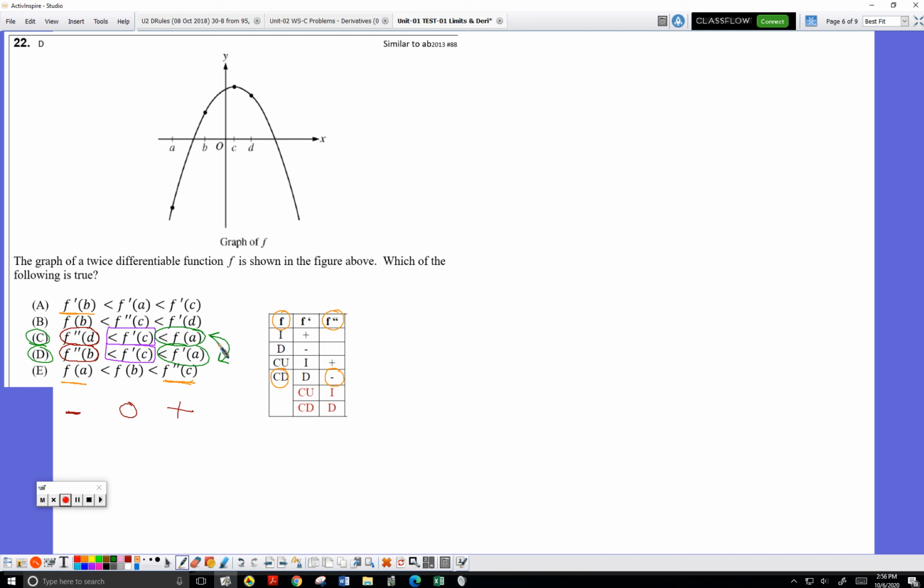3 points. Please. f of A is negative. So f of A is negative. But then f prime of A is positive because the slope is increasing. Yeah, the slope right here is definitely a positive slope. So now I figured it out. It's got to be D.